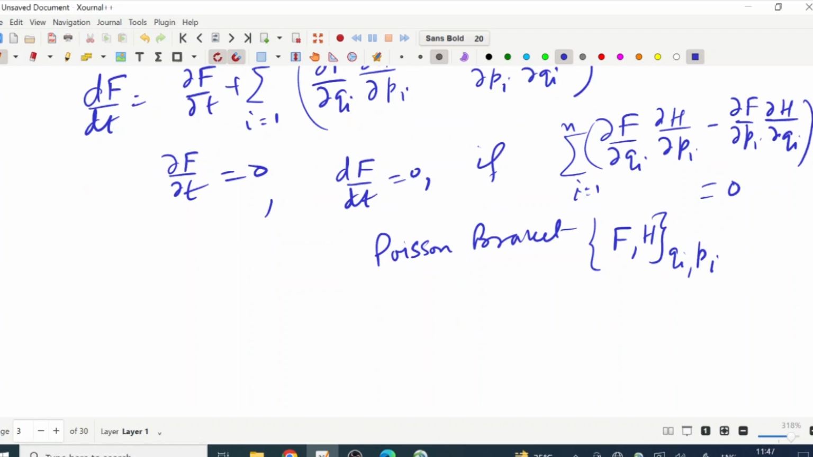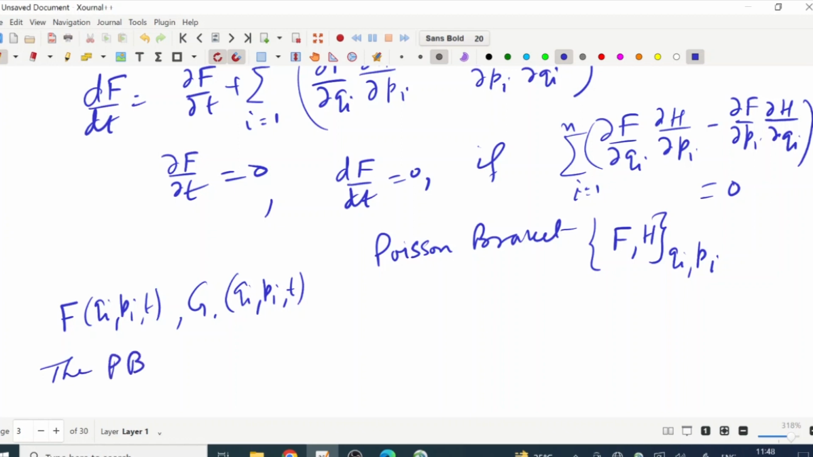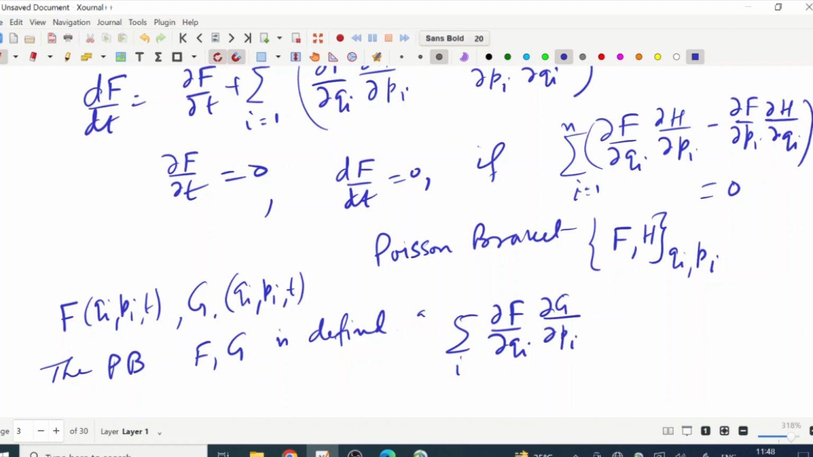Suppose two variables: f, which is a function of qi, pi and t, and g, another function of qi, pi and t. The Poisson bracket, let me write it in short, PB of f and g, is then defined as the sum over i. The first variable is differentiated with respect to qi, and the second variable with respect to pi, minus the first variable f differentiated with respect to pi and the second variable differentiated with respect to qi.